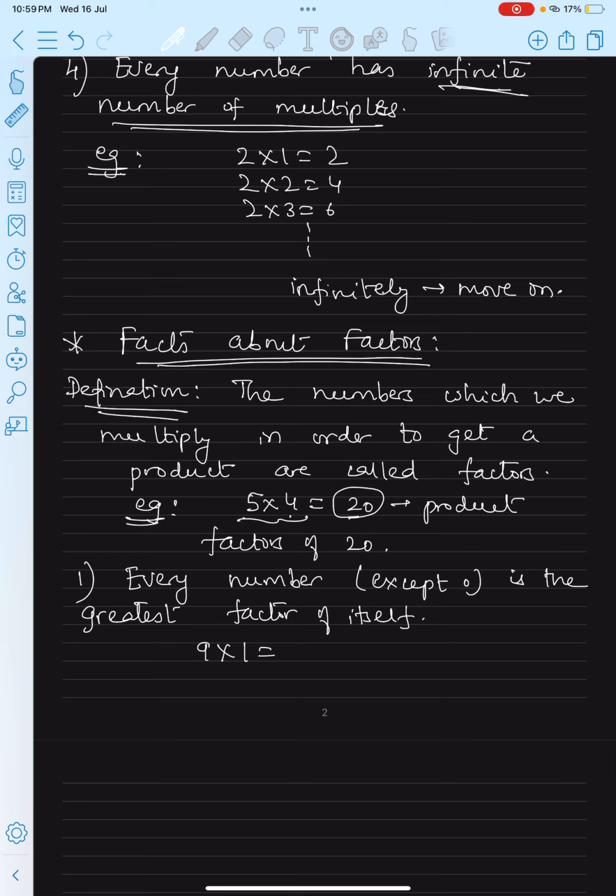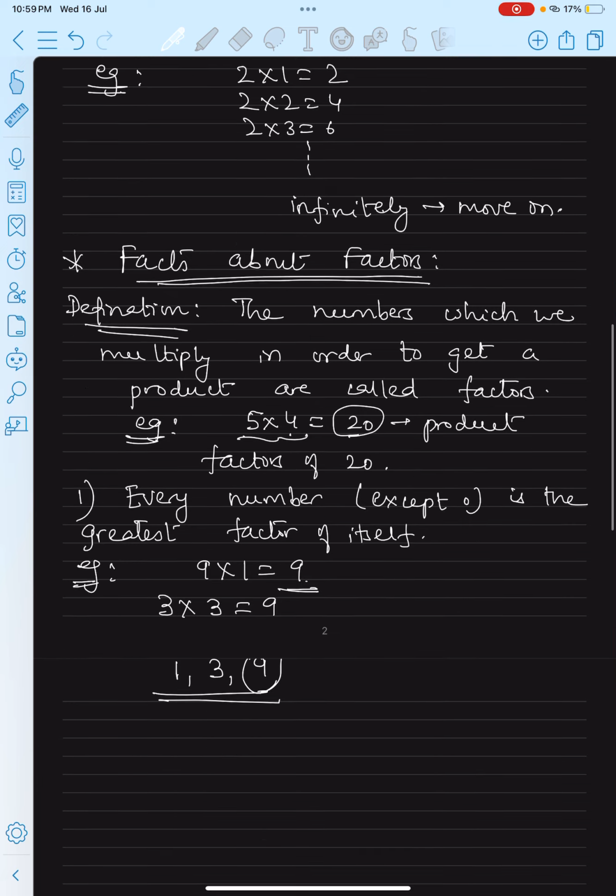9 ones are 9. Now, which are the other factors of 9? We can say 3 threes are 9. Anything else? No. Then the factors of 9 will be 1, 3, 9. So this justifies the statement that every number is the greatest factor of itself. So the greatest factor of 9 will be 9 only.